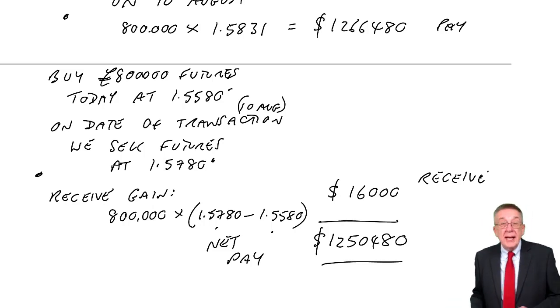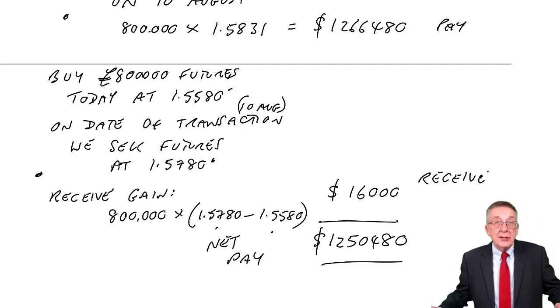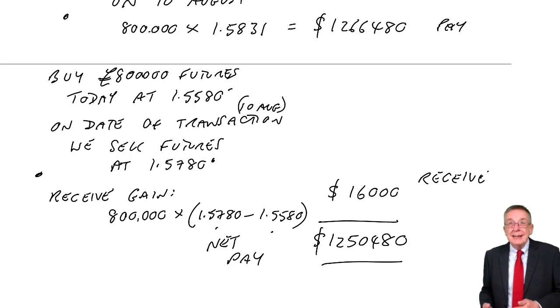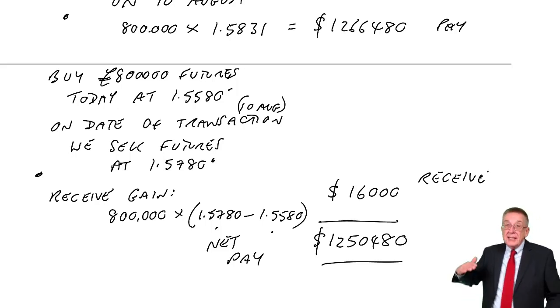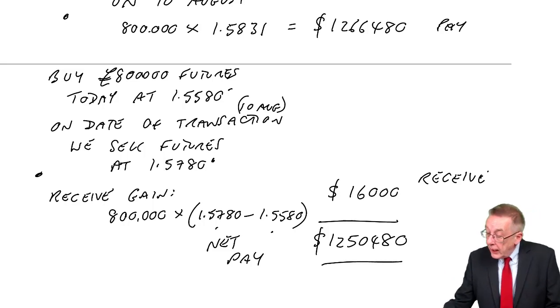Equally, if the exchange rate went in our favour, if it had gone down, we'd pay less, we'd gain on the transaction, but we'd lose on the futures. Again, we are more or less fixing the net payment. All right, well, that was a long one.